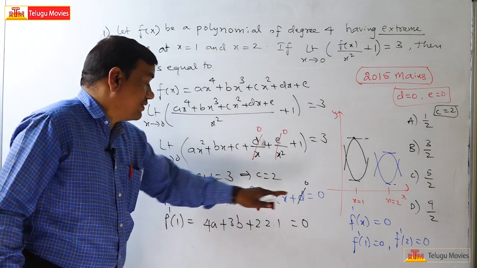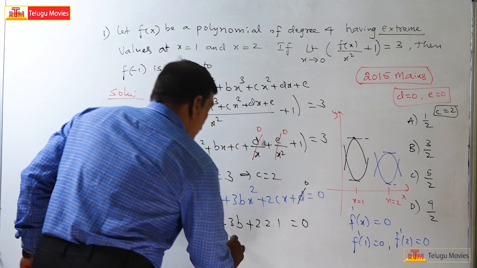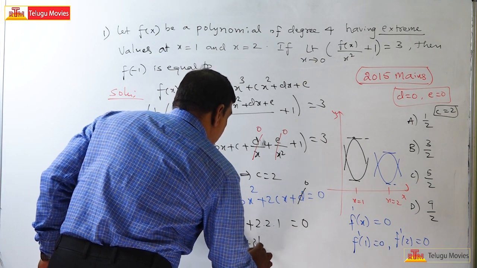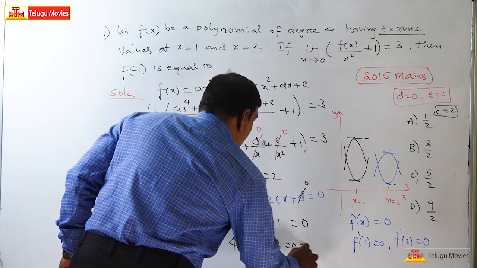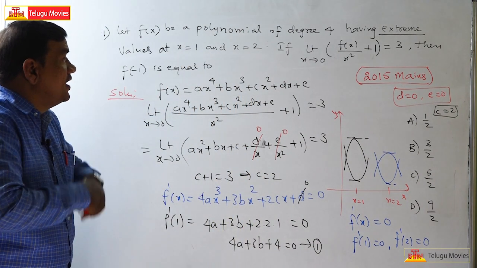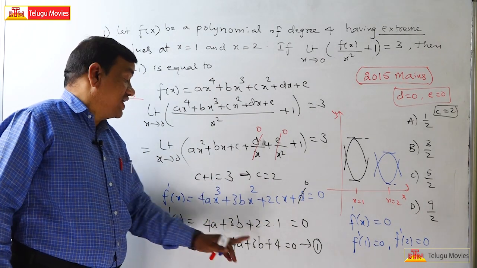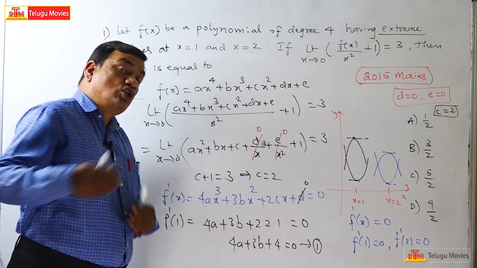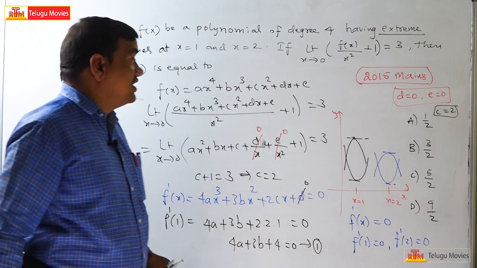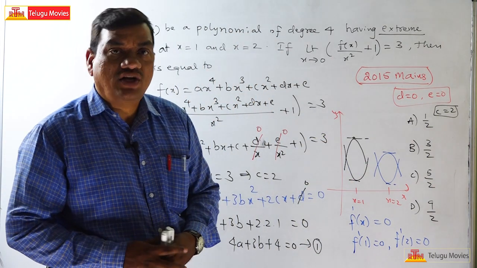X value we have substituted and c value also has substituted too. So this is equal to 4a plus 3b plus 4 is equal to 0. Call it as equation number 1. Okay, now again f dash of 2 is equal to 0. Let us substitute that and we will get an equation in A and B. Let us solve those two equations, and we will get A value and B value also. Okay. So let us continue the calculation.